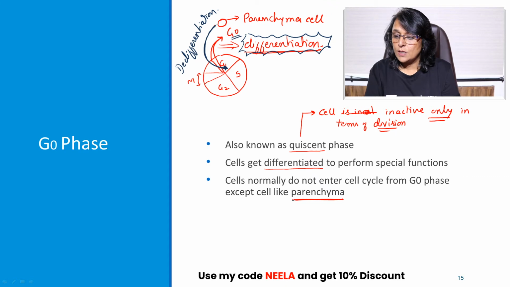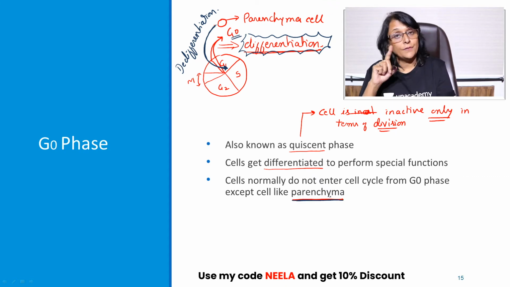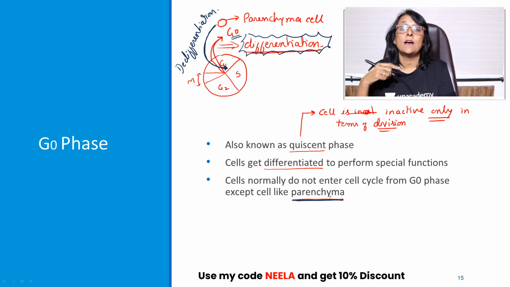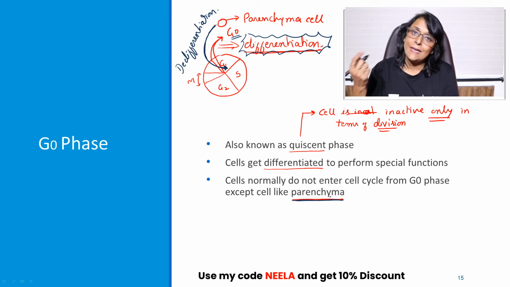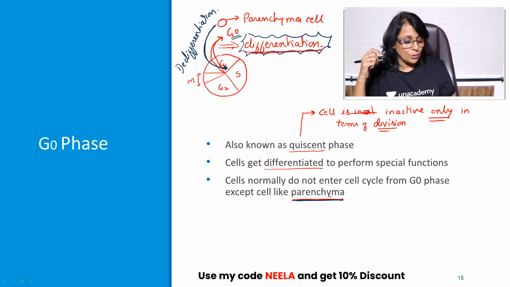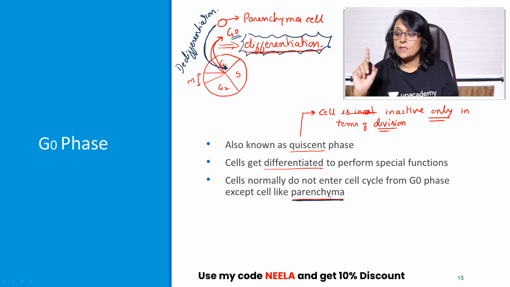Okay? So this example we have to remember, parenchyma cell after becoming specialized, after getting differentiated, can come back into the cycle. This is G0.